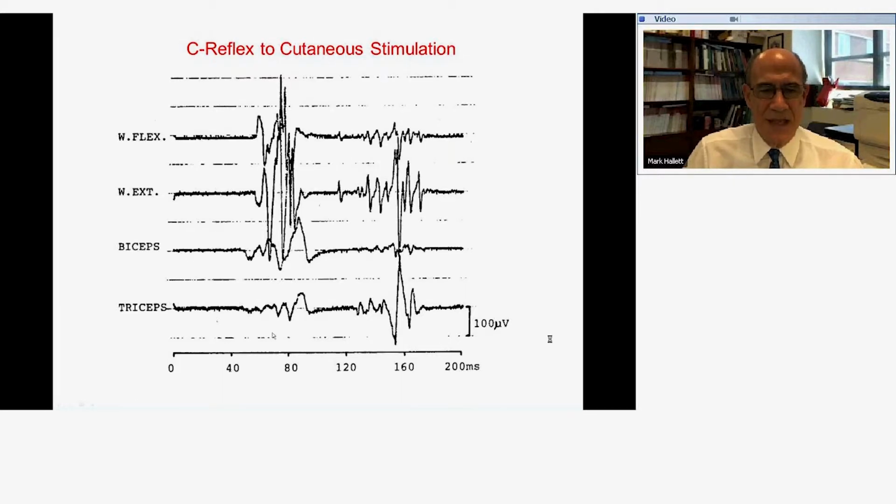So this is a reflex pattern, that very simple, quick discharge. You have one of them, and actually here's a second one. So you have two myoclonic discharges after this cutaneous stimulation. So these are C reflexes.